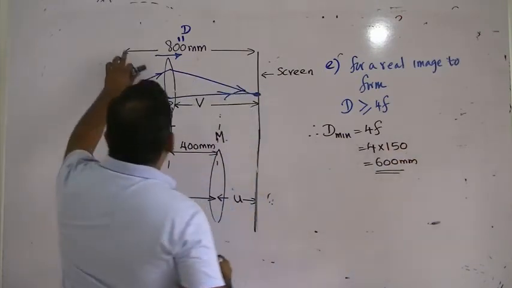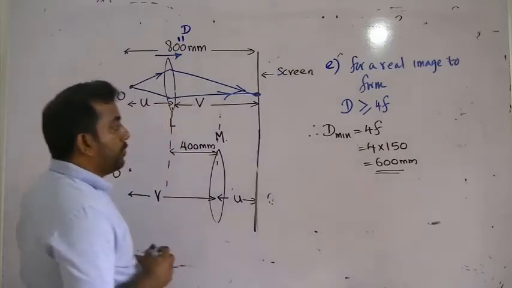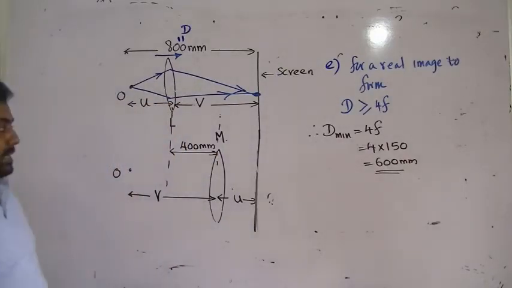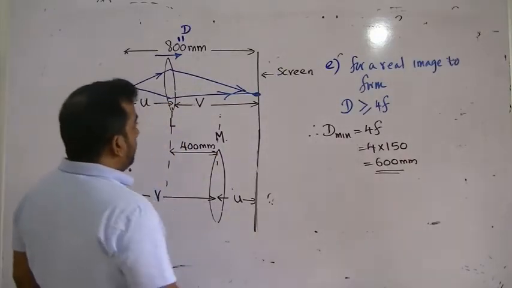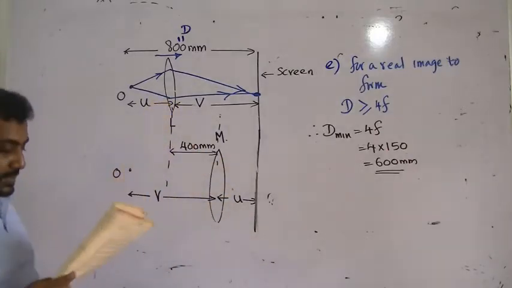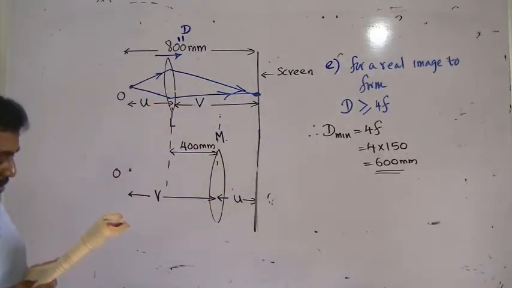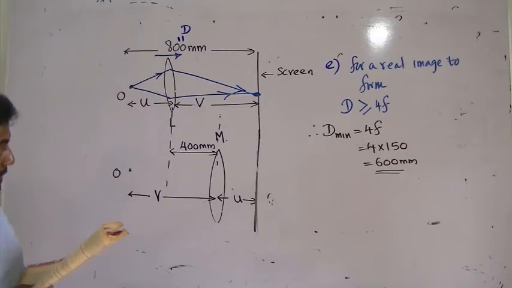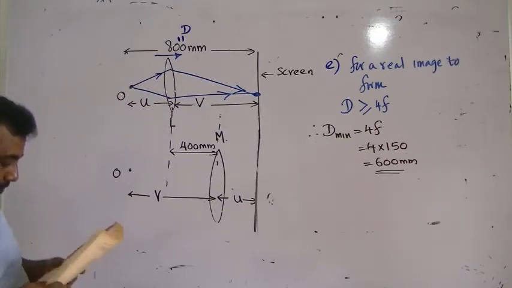Correct? The distance here is greater than 4 times F. So the minimum distance for a real image to form in two positions like this: the distance is going to be greater than or equal to 4F. Minimum distance is 4F. Okay? Right.